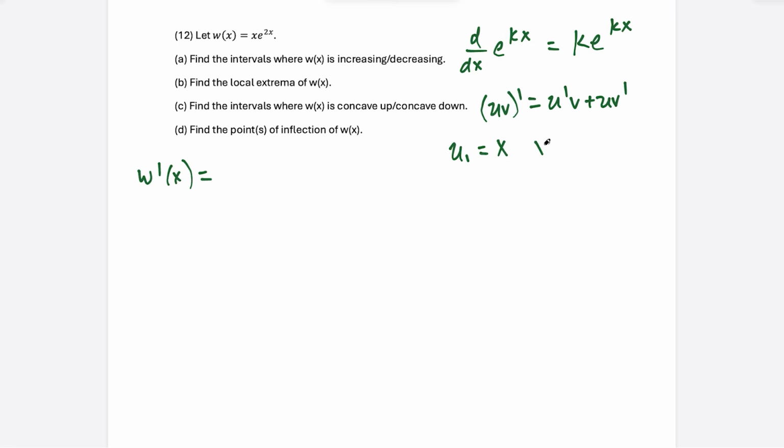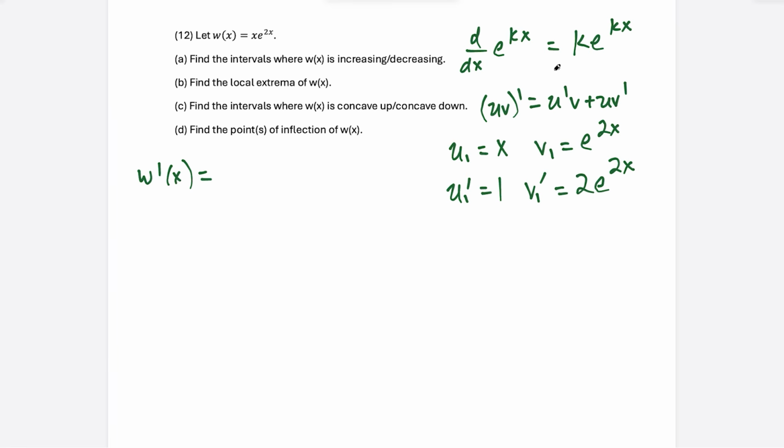So u sub 1 is x, and then v sub 1 is going to be e to the 2x. So u sub 1 prime is 1, that's the derivative of x. V sub 1 prime, we're going to use this chain rule variant here, is e to the 2x, but then the coefficient of x is 2, that just goes in front like this. Or I could say the derivative of 2x is 2, but either way here we are using the chain rule.